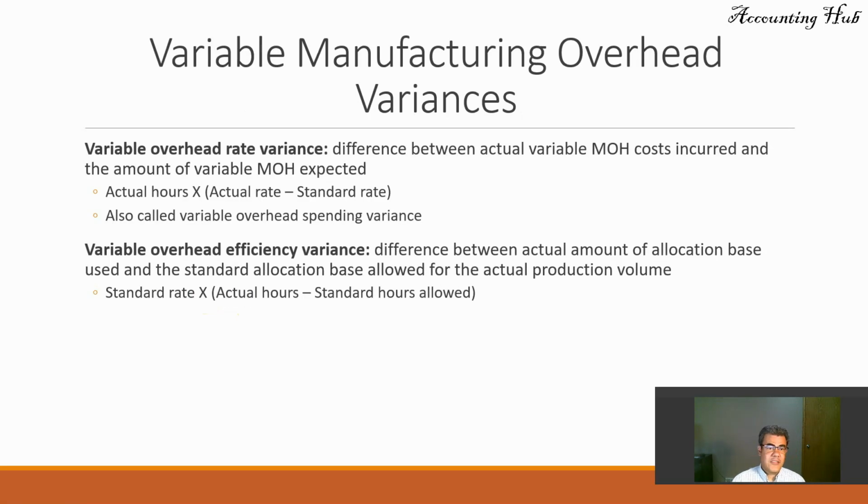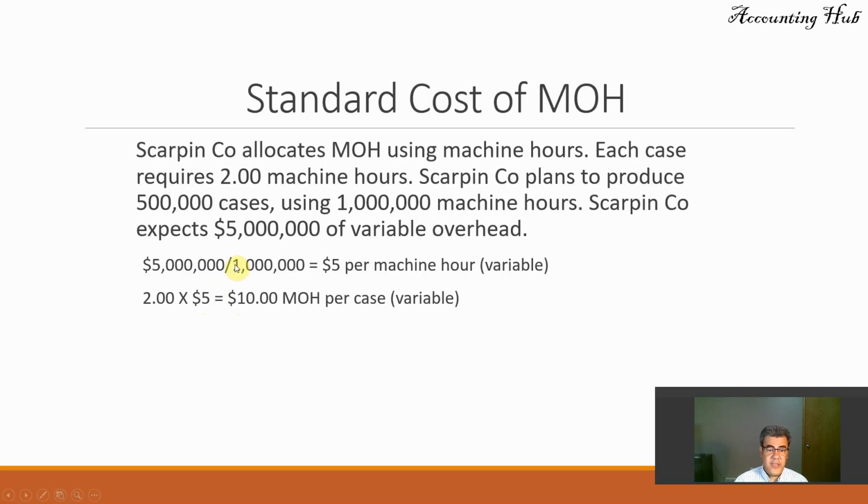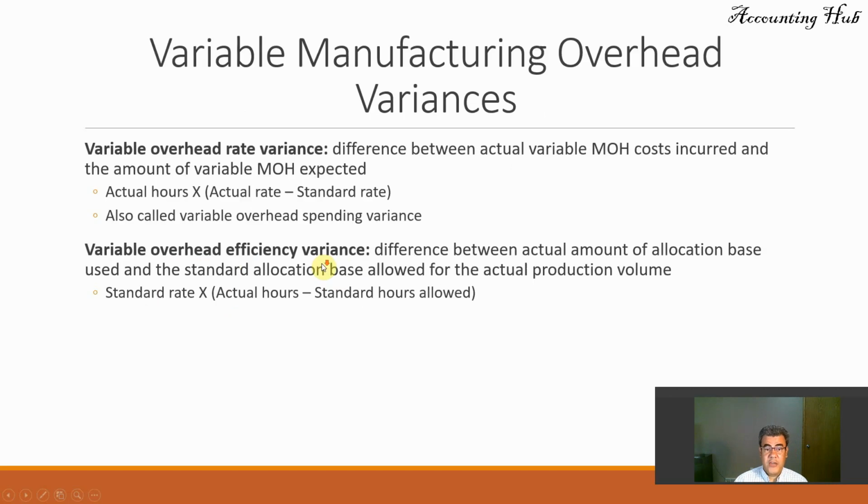And what about the variance? We have the variable overhead rate variance. That is this rate here, about this $5 here. That is the difference between actual variable manufacturing overhead costs and the amount of variable manufacturing overhead expected: actual hours times the difference between prices or rates. It is also called variable overhead spending variance. In some textbooks, you will find this spending variance. And variable overhead efficiency variance is the standard rate times the difference in the number of hours.